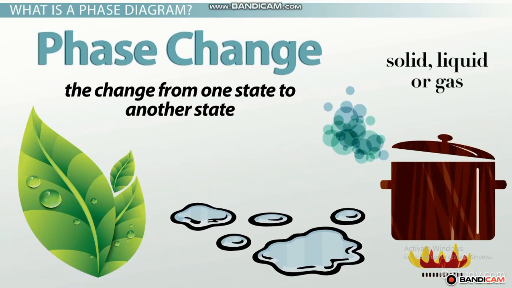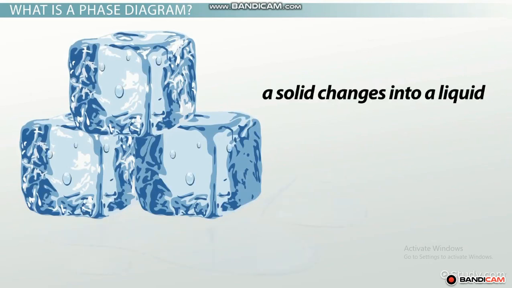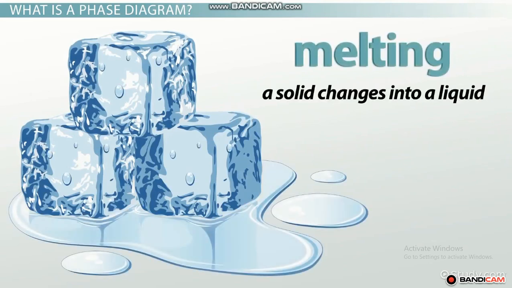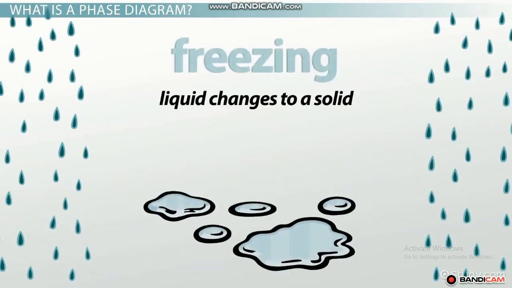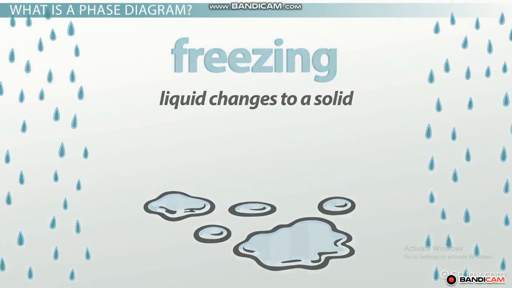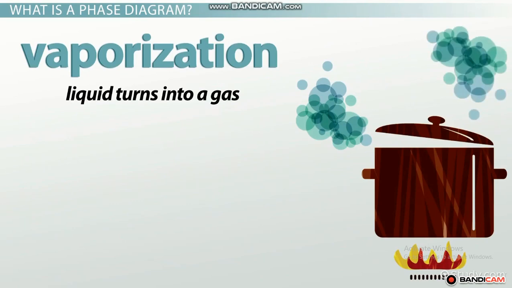Let's take a moment to talk about phase changes and give some examples. When a solid changes into a liquid, melting has occurred. Just think about an ice cube melting in a glass. Conversely, when a liquid changes into a solid, freezing has occurred. This is what happened to those frozen puddles. When a liquid turns into a gas, vaporization has occurred. That's why you see water vapor leaving your pot as you boil noodles. A lot of that water leaves the pot as water vapor, a gas.